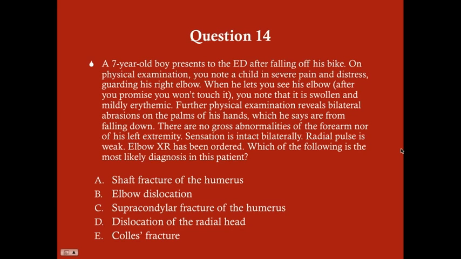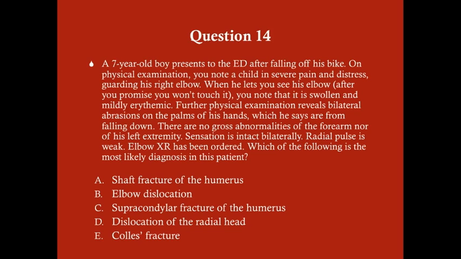Question 14. A 7-year-old boy presents to the ED after falling off his bike. On physical examination, you note a child in severe pain and distress guarding his right elbow. When he lets you see his elbow, after you promise you won't touch it, you note that it is swollen and mildly erythematous. Further physical examination reveals bilateral abrasions on the palms of his hands, which he says are from falling down. There are no gross abnormalities of the forearm, nor of his left extremity. Sensation is intact bilaterally. Radial pulse is weak. Elbow x-ray has been ordered.